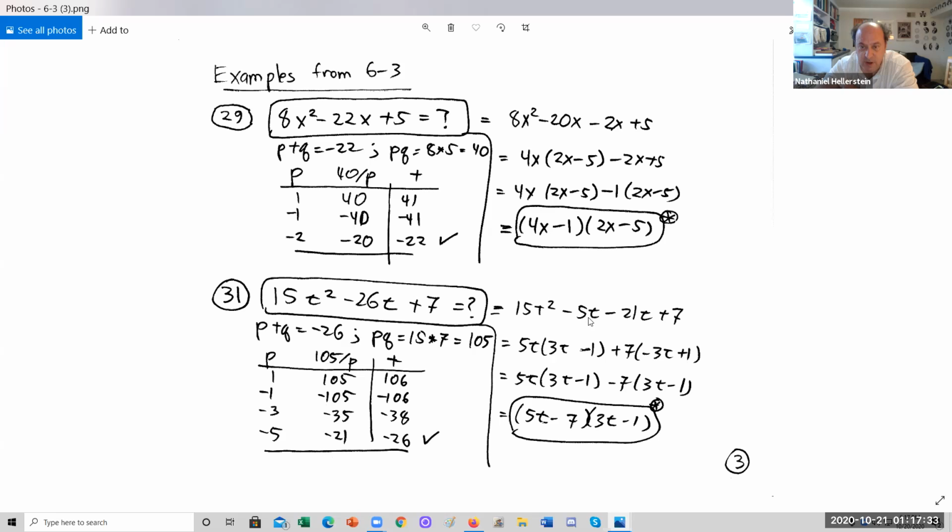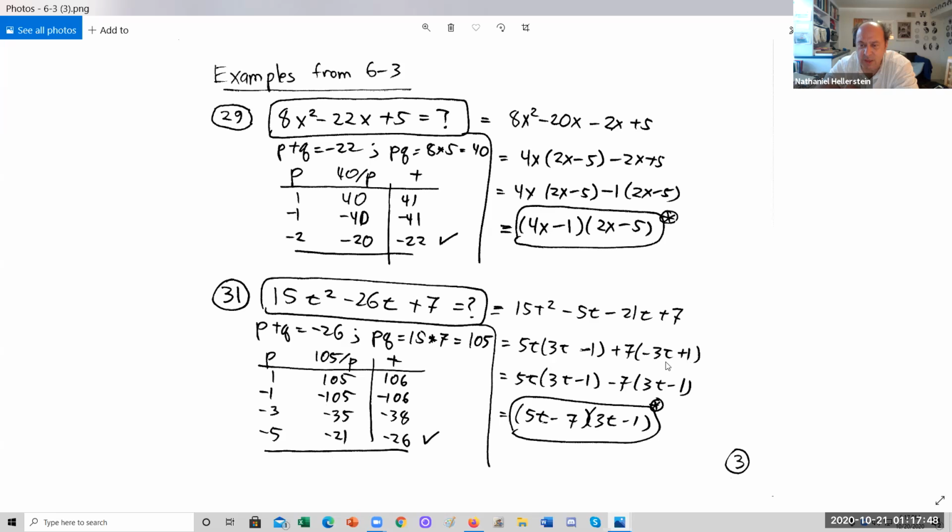Now, okay, 15t squared and 5t have a common factor of 5t. Pulling it out, we're left with 3t minus 1. Now, you have a minus 21t plus 7. Okay, we pull out a 7. We are left with negative 3t plus 1.